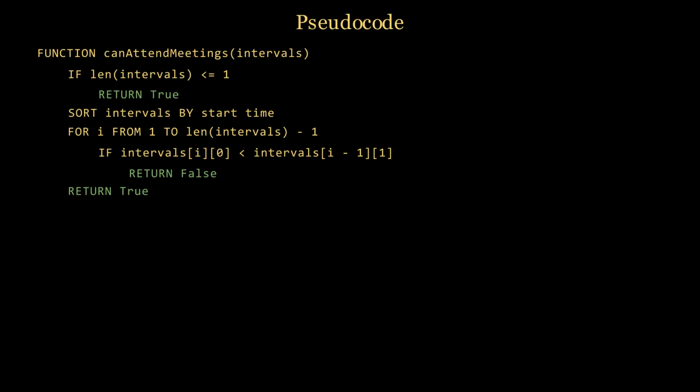Pseudocode for meeting rooms. If there are 0 or 1 meetings, return true. Otherwise sort by start time, then walk left to right. If any meeting starts before the previous one ends, return false, otherwise return true.